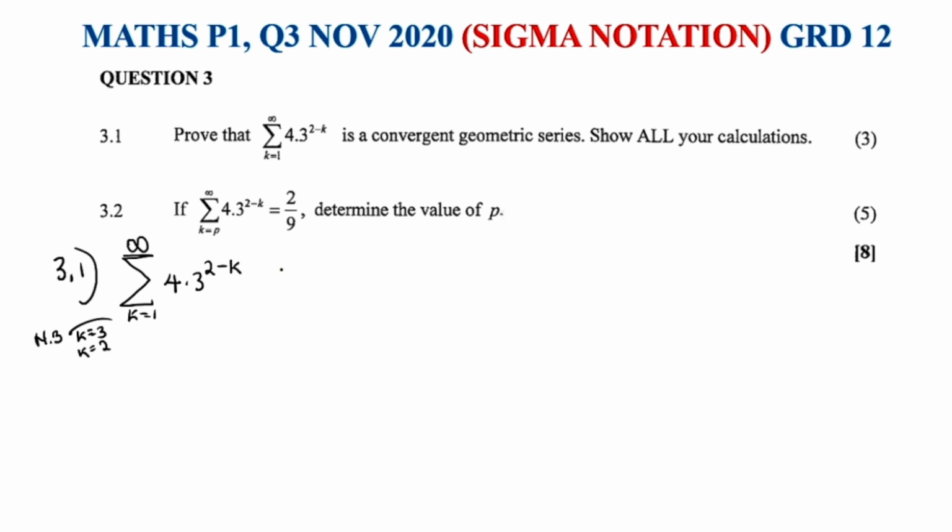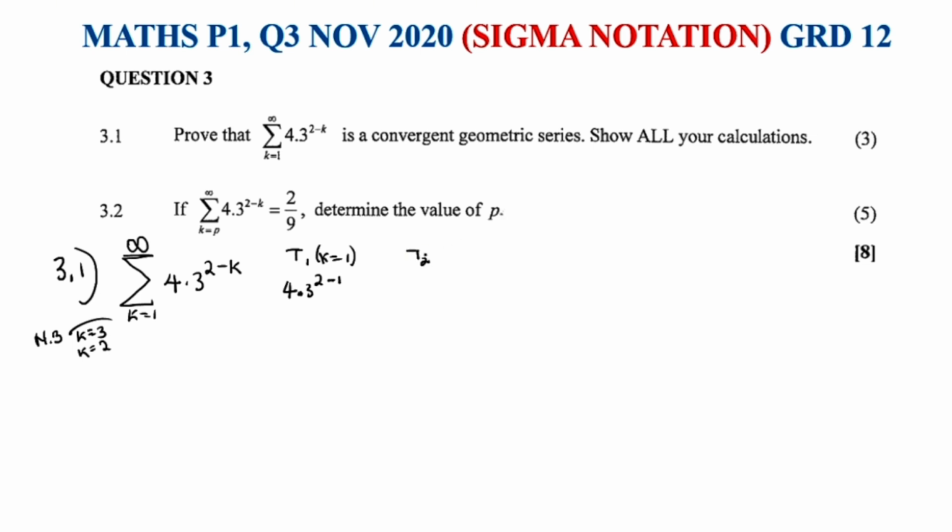Now let's have a look at this one. T1 will start when k is equal to 1. So with that, let's substitute. It is going to give us 4 times 3 to the power of 2 minus 1, when k is equal to 1.